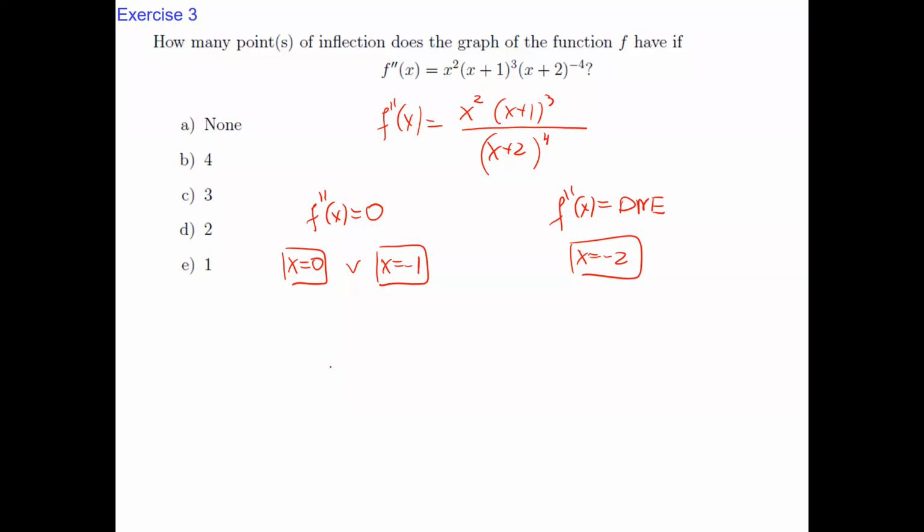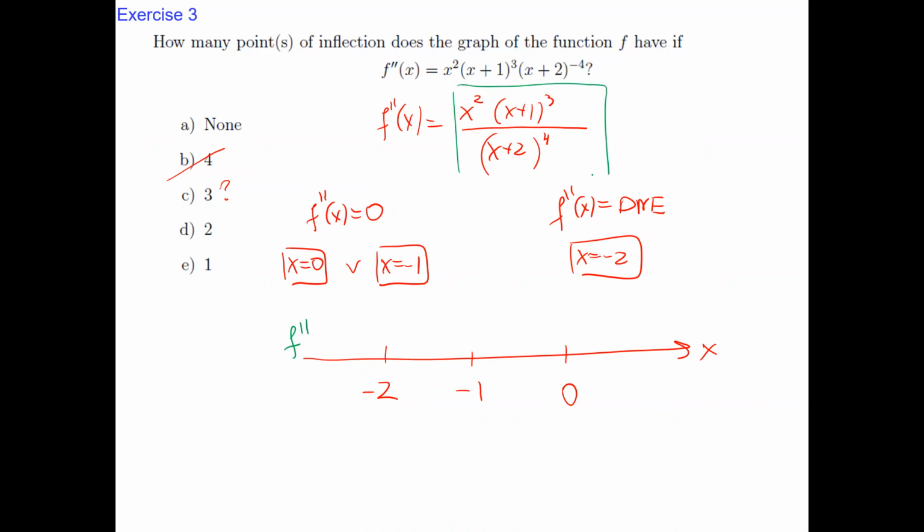A little bit quicker algebra. And now we're not assuming we have 1, 2, 3. Definitely not 4. Maybe 3, maybe 2, maybe 1. But we have to figure out the sign of the second derivative. Okay, let's place them. Negative 2, negative 1, and 0. We will test the sign of the second derivative.